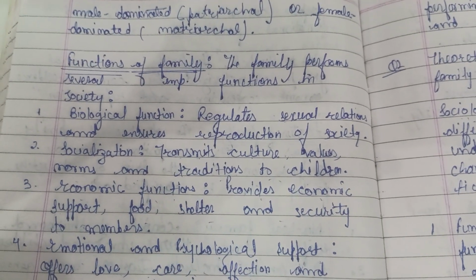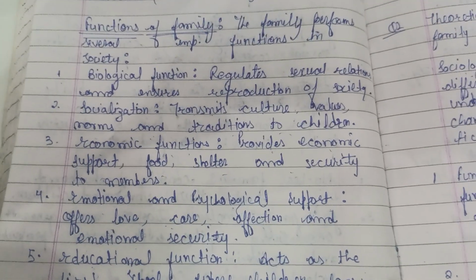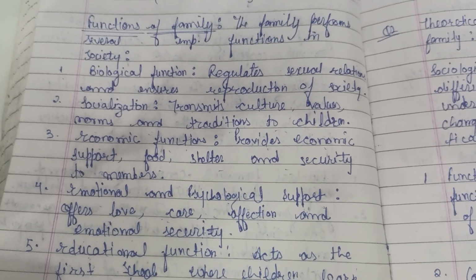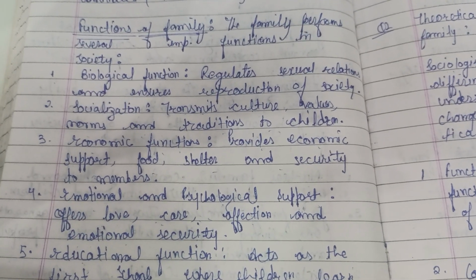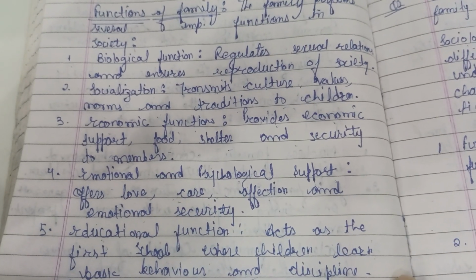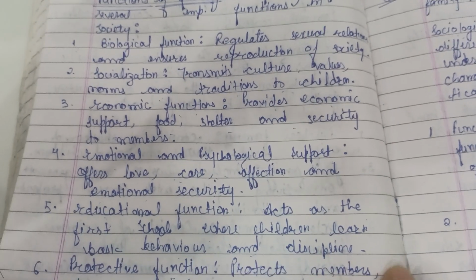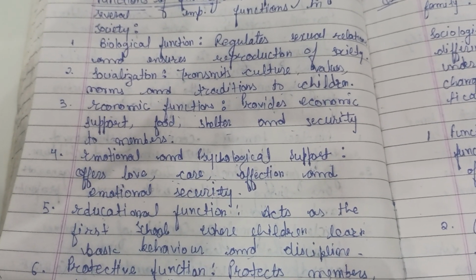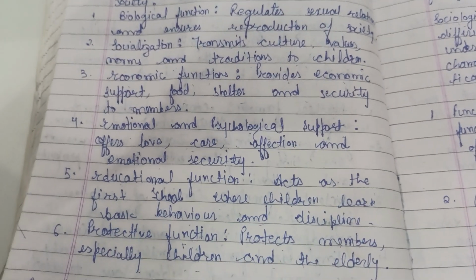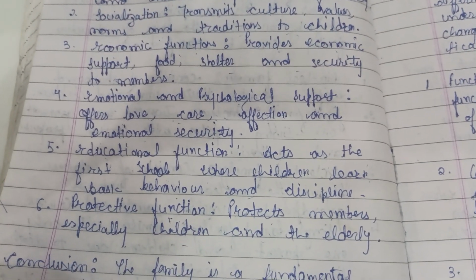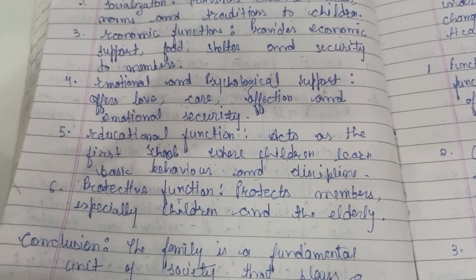Functions of family. The family performs several important functions in society. Biological function: regulates sex relations and ensures reproduction of society. Socialization: transmit culture, values, norms and traditions to children. Economic function: provide economic support, food, shelter and security to members. Emotional and psychological support: offer love, care, affection and emotional security.